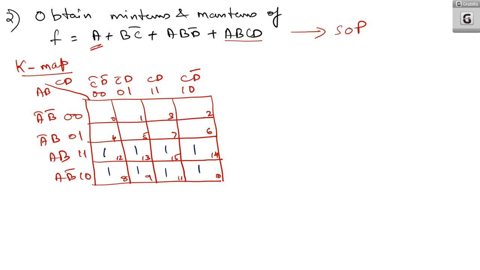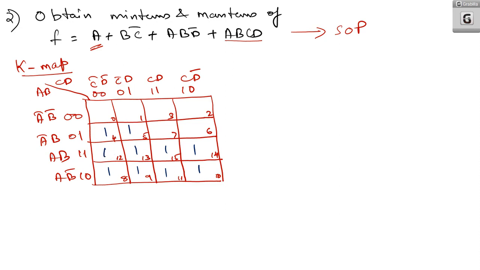Then B C bar. B is in these two rows, that is second row and third row. And C bar is in first column and second column. In that the third row is already filled, so you need to fill only the second row. So you will get B is common in these two and C bar is common in these two. So you can have these 4 terms.